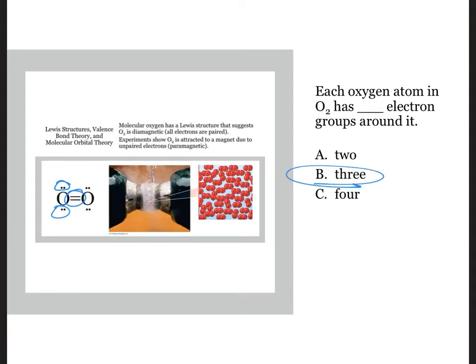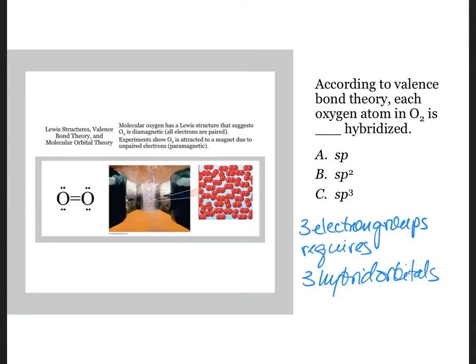And that's important because we're going to need to hybridize orbitals to fit all those groups around oxygen. So to get those 3 electron groups around each one of these oxygens, we're going to have to hybridize 3 atomic orbitals to make 3 hybridized orbitals. So that would give us 1 s and 2 p's for our 3 hybrid orbitals.